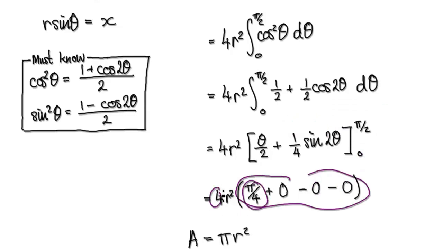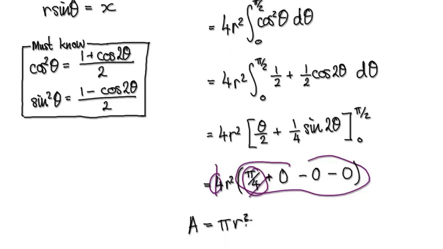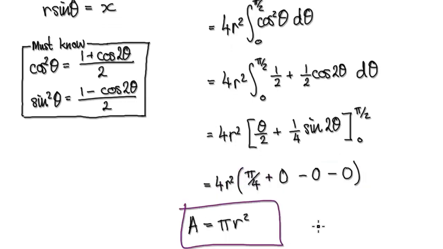But then you've got this 4 here. So the two 4s will cancel each other out, giving you the area of the circle being pi r squared. Okay?